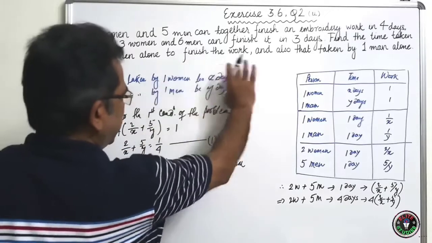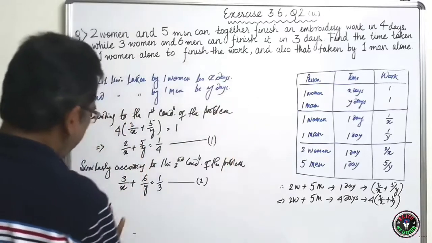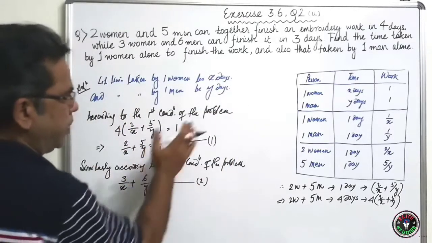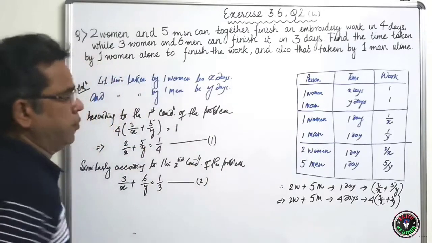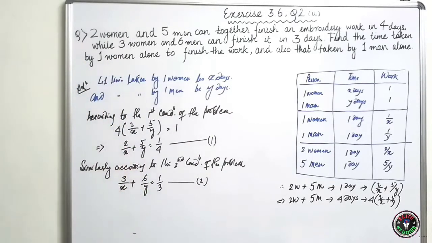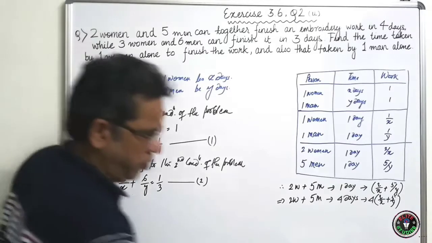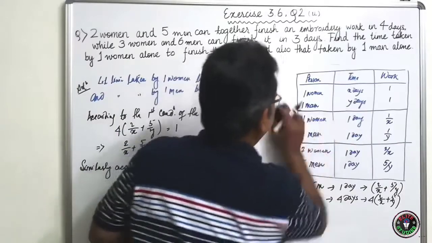First, we represented the unknowns in the form of X and Y. The second step was to frame 2 equations. Now our third step is to solve these 2 equations. You can take a screenshot. So now we will solve it.